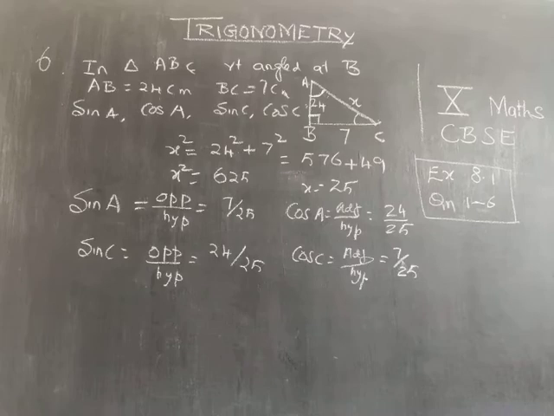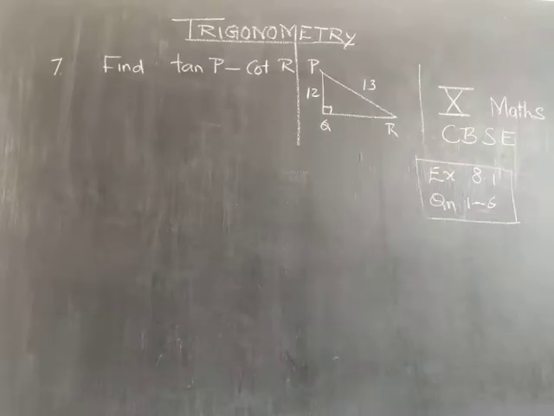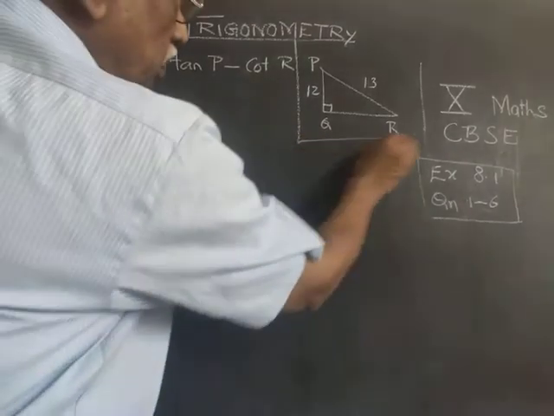And the second problem in the exercise, and 7th problem the continuous way. The next question, in exercise 8.1, this is the second problem. Since I am giving continuous number, 7th problem, tan P minus cot R. You are given only 2 sides. Find out the third side. So what is the third side?